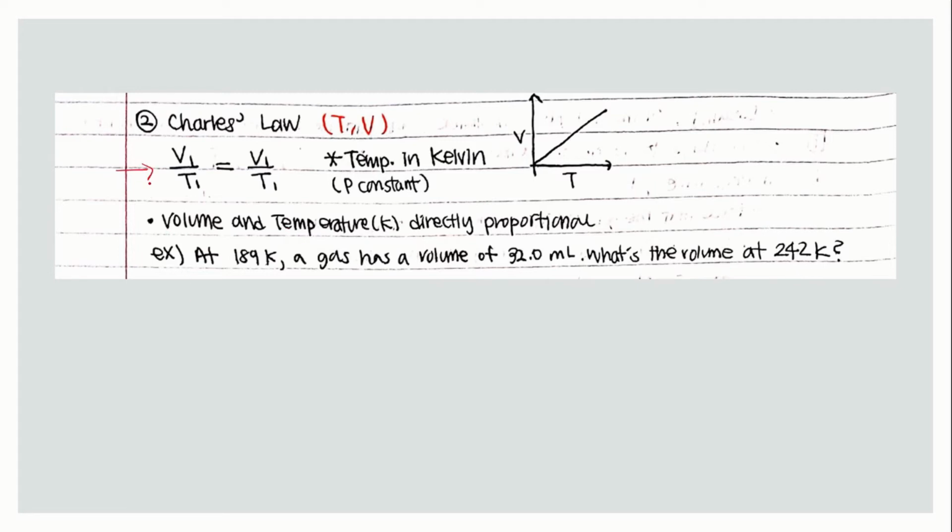So you use the equation here. And initial volume was 32.0 milliliter over temperature 189 Kelvin equals the volume over 242 Kelvin. You do the calculation, you get the volume of 41.0 milliliter. And you have to make sure that the temperature is in Kelvin, because the question might give you the temperatures in degrees Celsius, but you always have to convert them into the Kelvin.